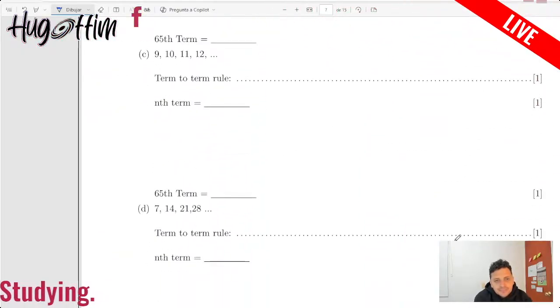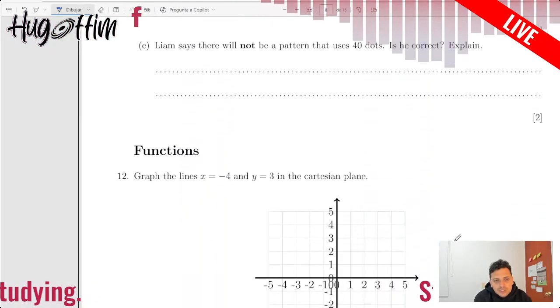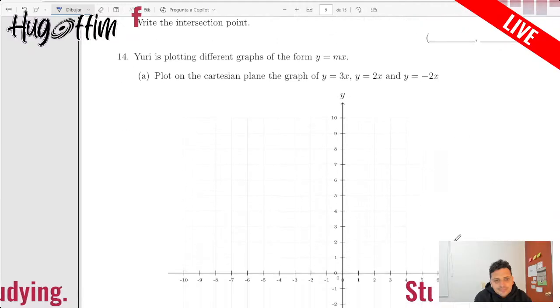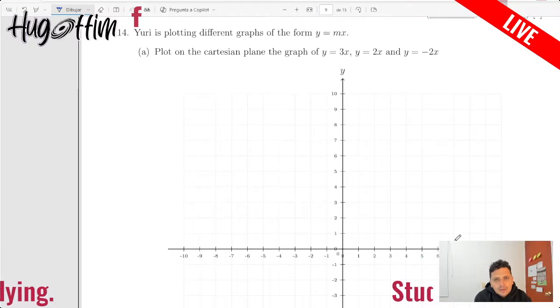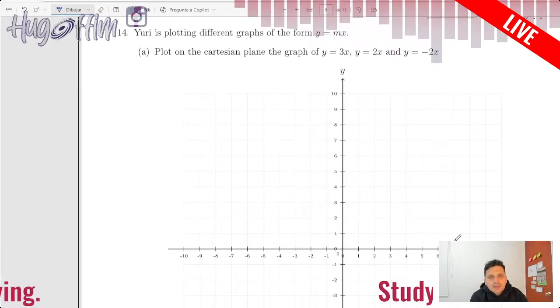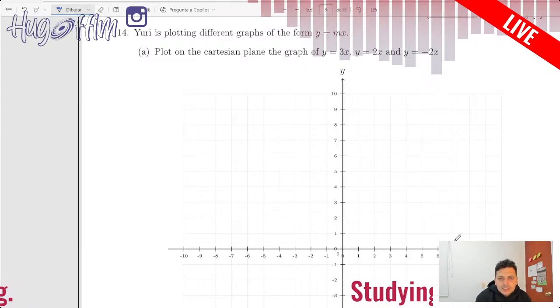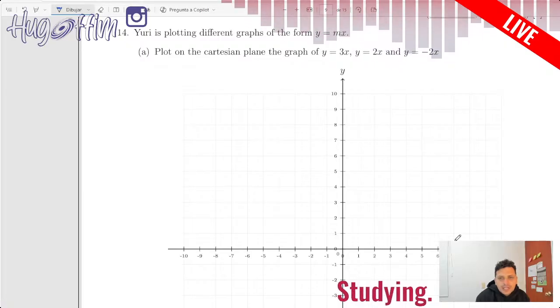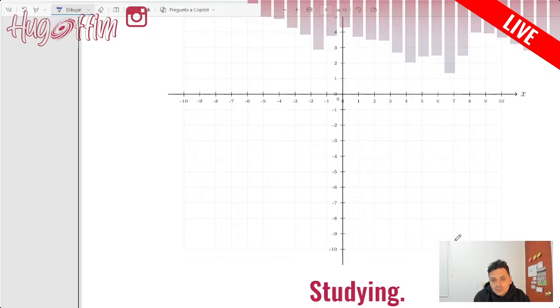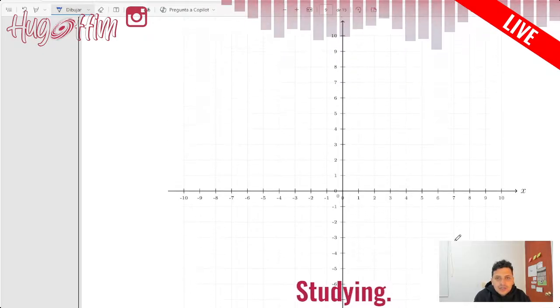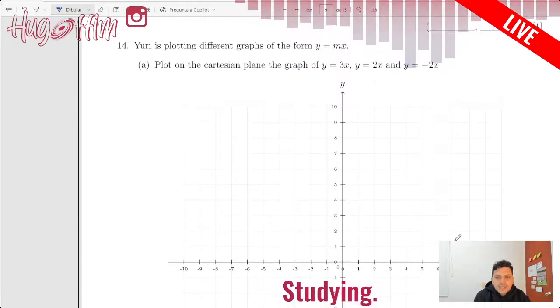Question 14. Let's go to question 14. It says that Yuri is plotting different graphs of the form y equals mx. Plot on the Cartesian plane the graph of y equals 3x, y equals 2x and y equals negative 2x. So you need to graph these three graphs, 3x, 2x, and negative 2x.